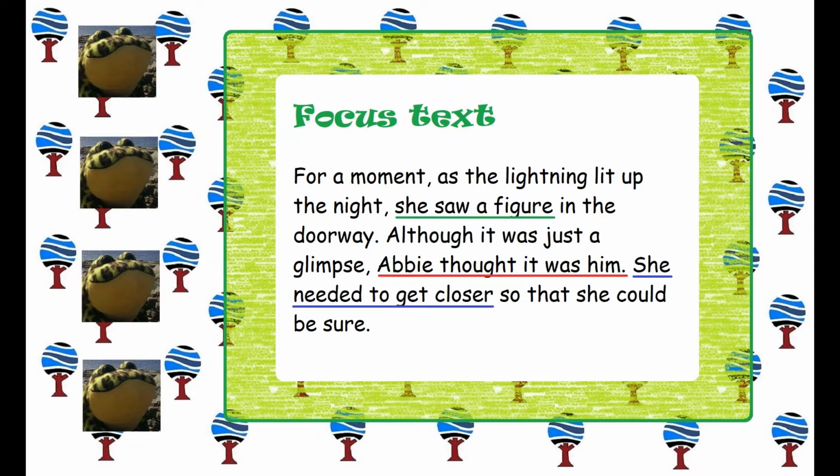Okay, you can see by the way I've underlined it that there are three main clauses in this passage. She saw a figure. Abby thought it was him. And the third one, she needed to get closer.